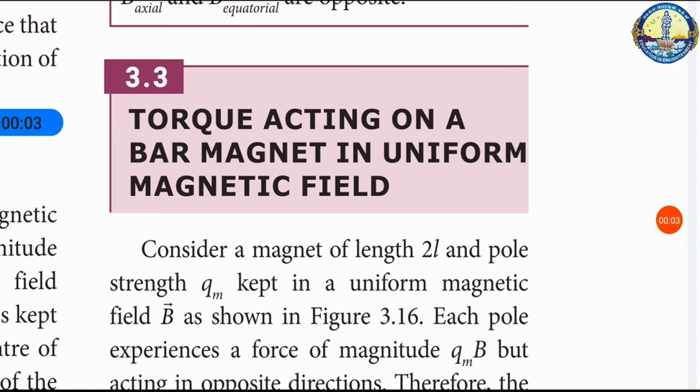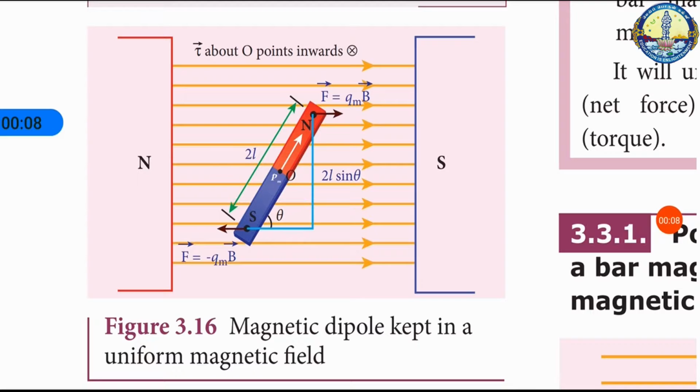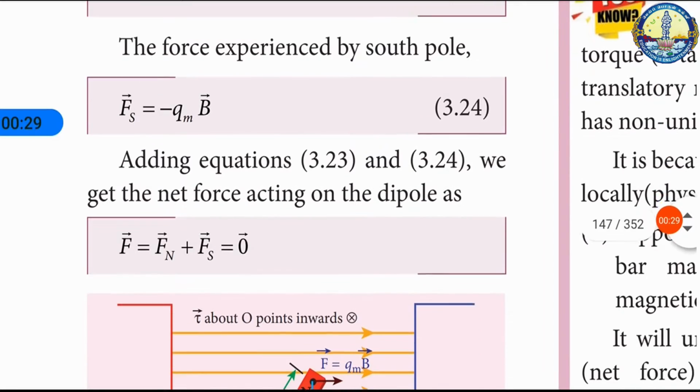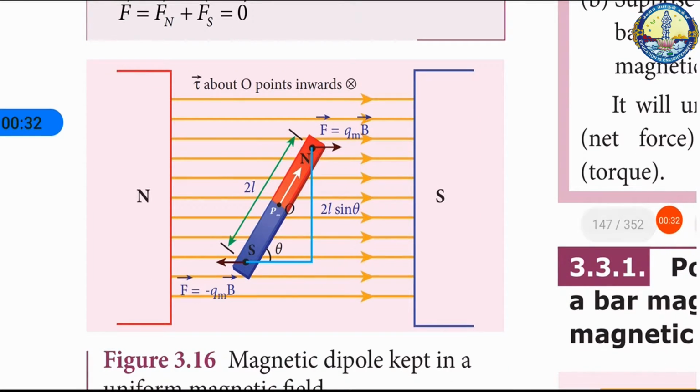Torque acting on a bar magnet in a uniform magnetic field. Place a bar magnet in a uniform magnetic field B. Here, the length of the bar magnet is 2L. The force experienced by the North Pole is Fn is equal to Qm B bar and Fs is equal to minus Qm B bar. Why minus Qm here? It means the south pole experiences a force in the direction opposite to the uniform magnetic field. So for the south pole we have written minus Qm B.